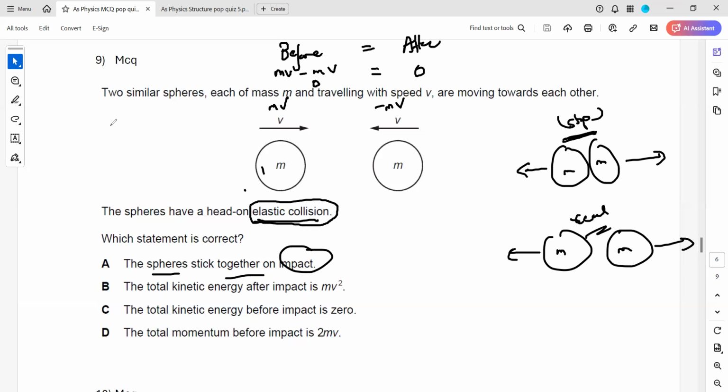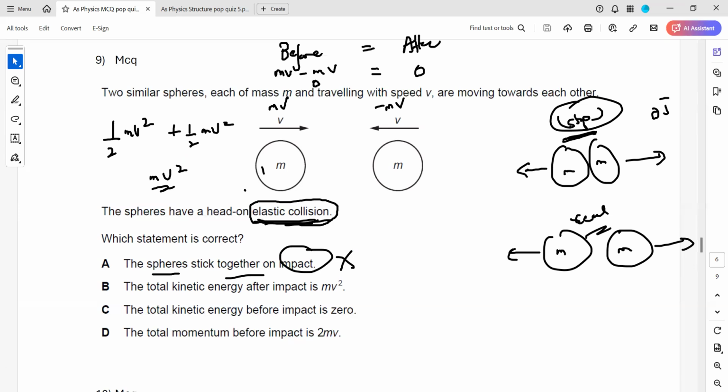Why will the kinetic energy not be conserved? Because the kinetic energy of the first one is half mv square and the kinetic energy of the second one is also half mv square. So the total kinetic energy before will be mv square. So the total kinetic energy after they collide should also be mv square. But if they stop, the total kinetic energy is zero, which is wrong because the collision is elastic. So the final kinetic energy should also be mv square.